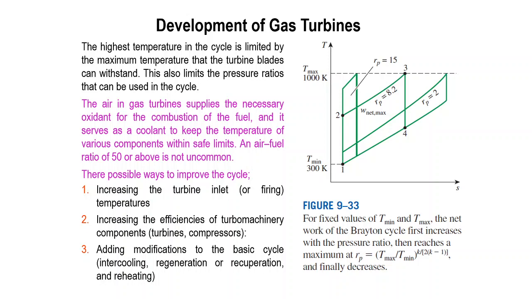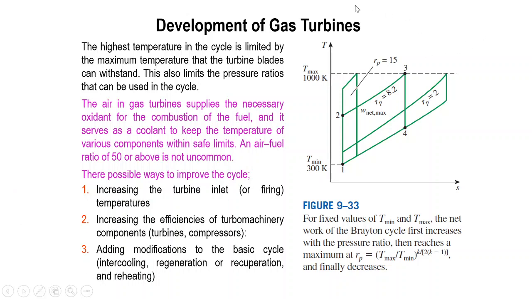Number one is to increase the turbine inlet temperature. Number two is to increase the efficiency of the turbomachinery components, such as the turbine and compressor. The higher the efficiency of the turbine and compressor, the higher the efficiency of the total gas turbine. Number three is adding modifications to the basic cycle, such as intercooling, regeneration or recuperation, and reheating.